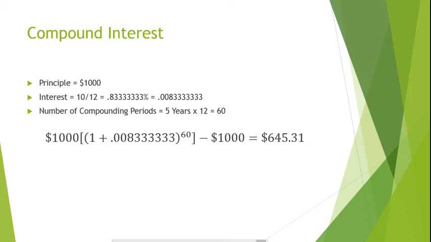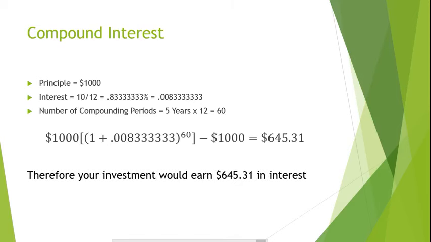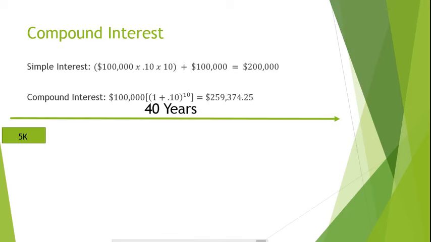So if we plug this into the formula, we'll find that we earned $645.31 in interest, which is $16.42 more than the semi-annual investment and $34.80 more than the same loan that compounded interest annually. As I stated earlier, with all else equal, more compounding periods means more interest. Compound interest can greatly increase the amount of interest earned in an investment.